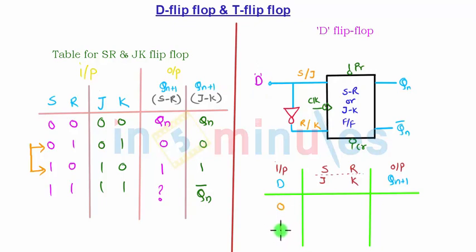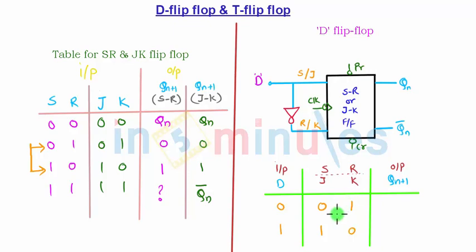So what will happen if D is 0? D is directly connected to S or J, so S or J bit will be 0, whereas R bit is complementary to it because it is going through a NOT gate, so it will be 1. And in the second case, when D is equal to 1, S bit is going to get 1 and R bit is going to be 0.